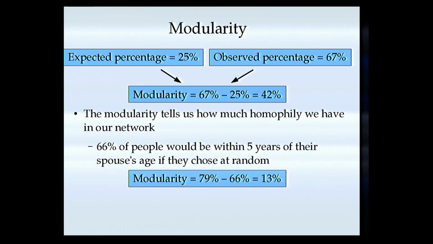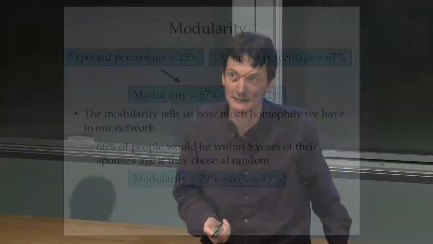If I take 79 and minus 66, I get 13%. Pretty small number. So the modularity is small. It's telling you that actually there's not much going on here. It's not such a big surprise that I got that percentage of people within 5 years of their spouse's age.